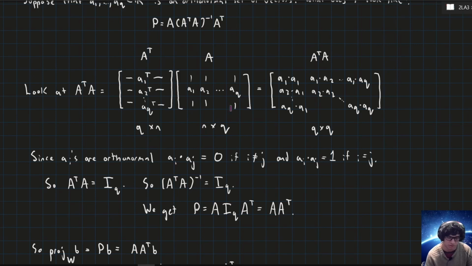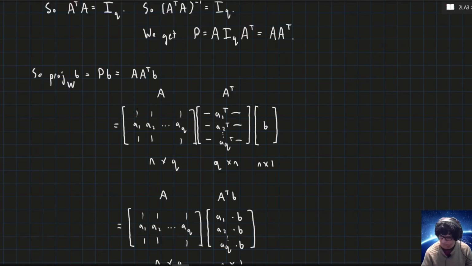So we get that P is equal to A times the identity times A transpose, so this whole part in the middle just drops out, and we get that the projection matrix is equal to A times A transpose. So when A has orthonormal columns, the related projection matrix is A times A transpose.